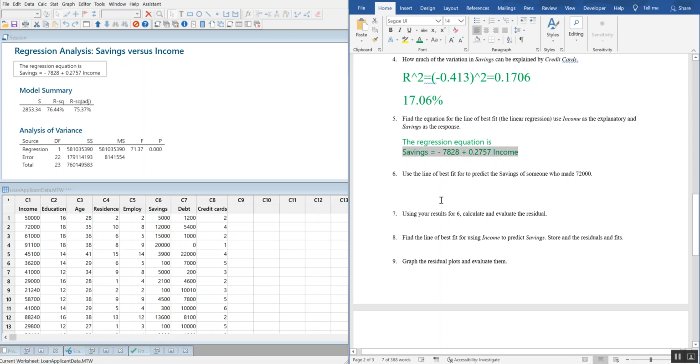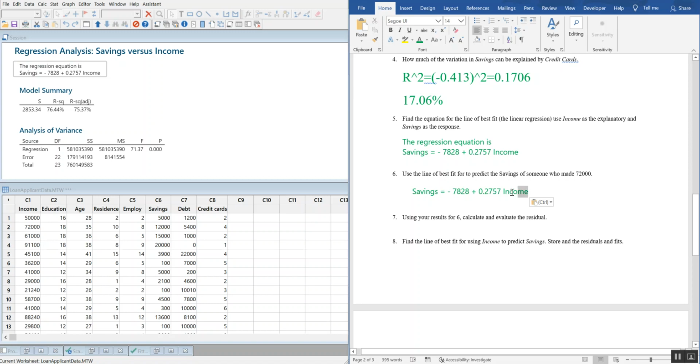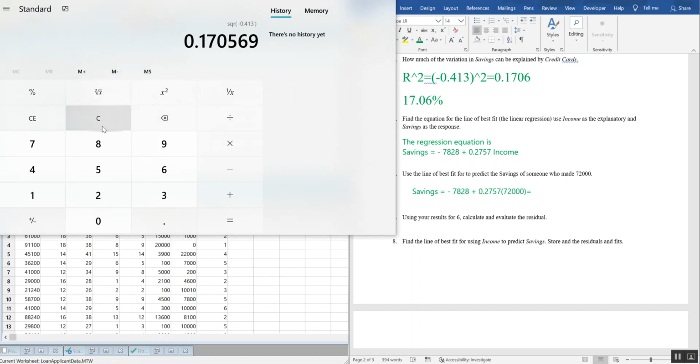I'm just going to steal this. There we go. And then since the income is 72,000, I'm going to multiply by 72,000. Ta-da! Let's pull up my calculator. Clear. Let's see, 72,000 times the slope, 0.2757, equals, plus 7828. The weird thing about the Microsoft calculator is this is where I would make it negative, using that little button and then hitting equals. So I could have actually just done subtraction, which would have been fine.